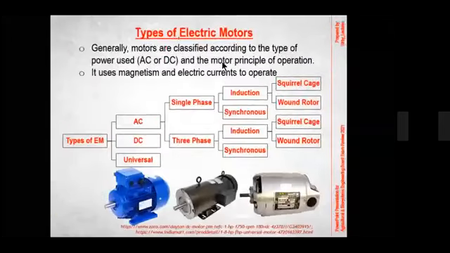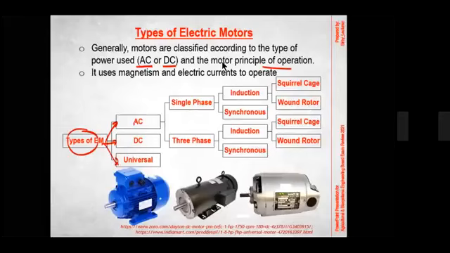Now, for the types of electric motors, generally motors are classified according to the type of power used, so that could be AC or DC power. The motor principle of operation uses magnetism and electric currents to operate. So we have the types of electric motors, and they can be classified as AC motors, DC motors, or universal motors.